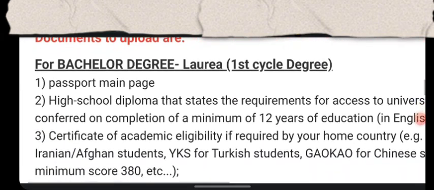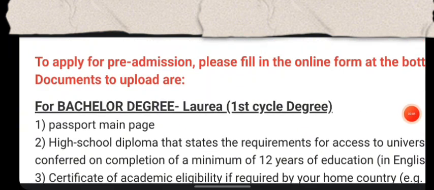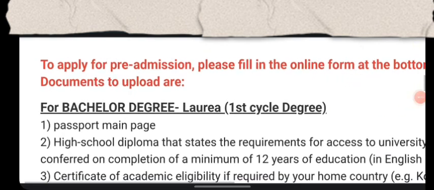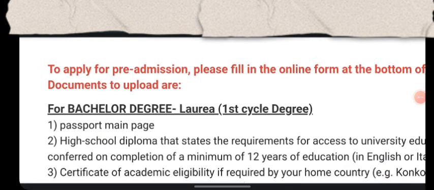Okay, look at the scholarship. Let's actually look at some of the important documents that you need to upload. Here it says to apply for pre-admission, please fill in the online form at the bottom and also upload all the required documents. So we're going to be looking at all the steps one after the other: all the documents you need to upload, all the programs that are available. Then we're also going to be looking at the application form. Then lastly, we're going to be looking at the scholarship.